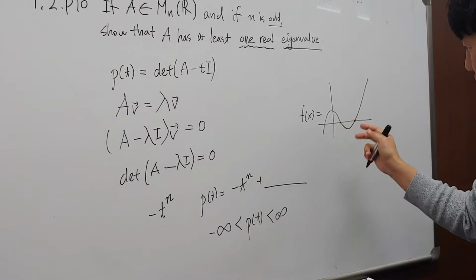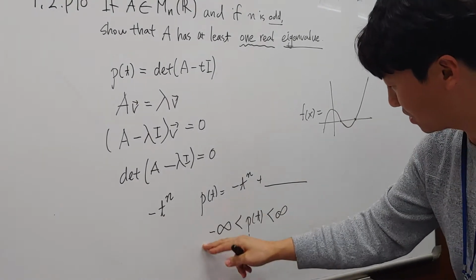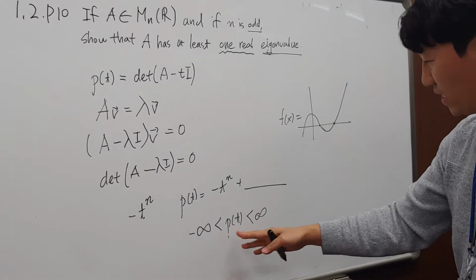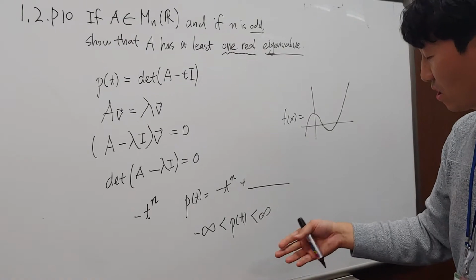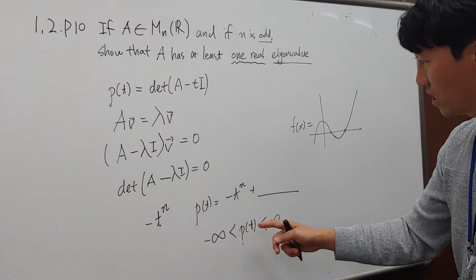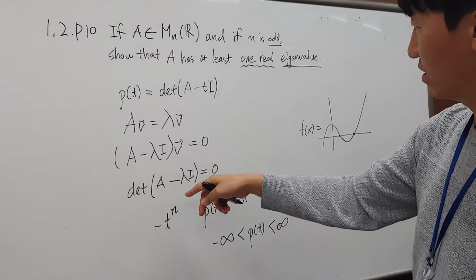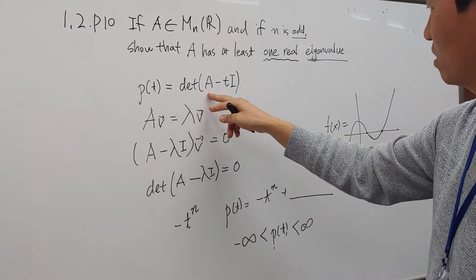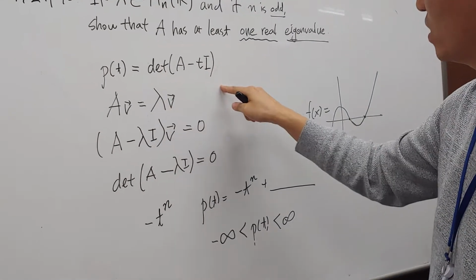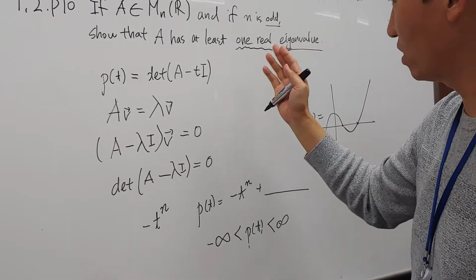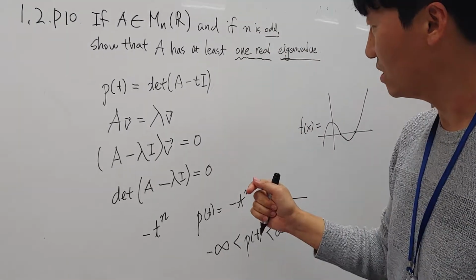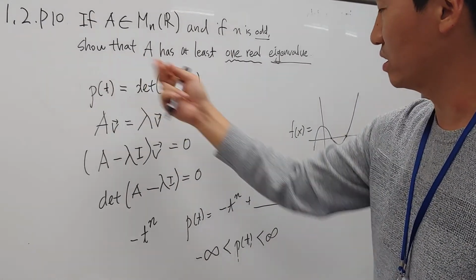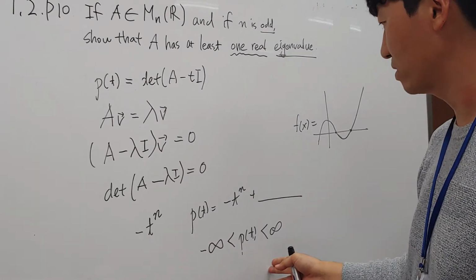Once we have this, we can say p(t) has at least one root. We defined p(t) as the determinant of A minus tI, so it has at least one root. That means it has at least one eigenvalue. So this problem can be solved like this.